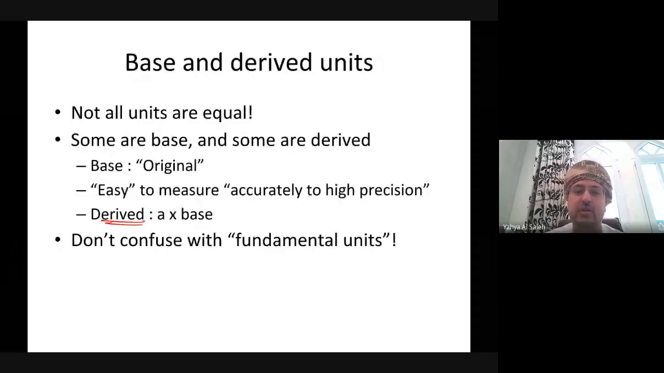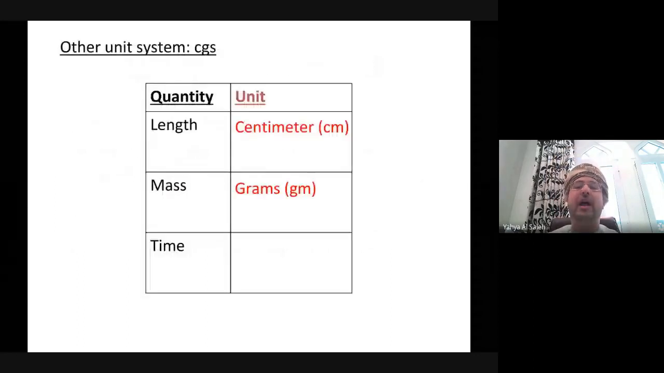Then we have the derived units. So some of you said centimeters. Some of you said grams. That is simply our base unit, meter, multiplied by a number, and we'll do this in a second. We don't confuse these with fundamental units, those that don't depend on anything else. We go back to that, but that's out of the scope of this course. So we have the centimeter, gram, second. What's the relationship between meter and centimeter?